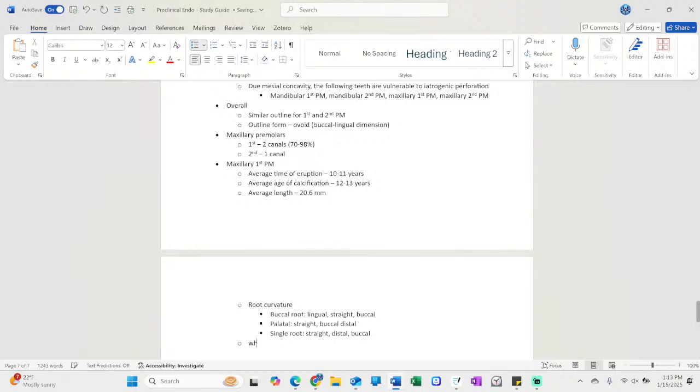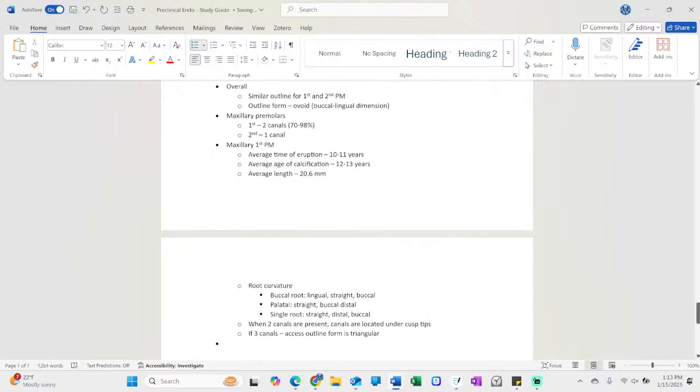When both canals are present, typically those canals are right underneath the cusp tips, as you can appreciate in this photo here. If there are 3 canals present, you're going to have a triangular access, but that'll probably be more in the endodontist realm. Looking at the anatomy of this premolar, I know that you guys have probably taken morphology, but the furcation is typically pretty low, and we would expect that the pulp horns and the orifices are going to be pretty much right underneath these cusp tips.